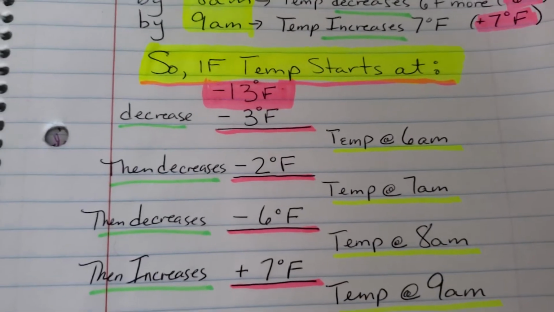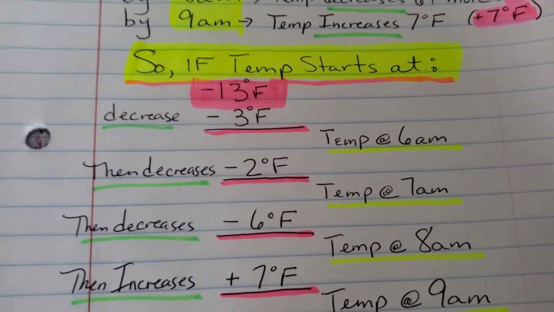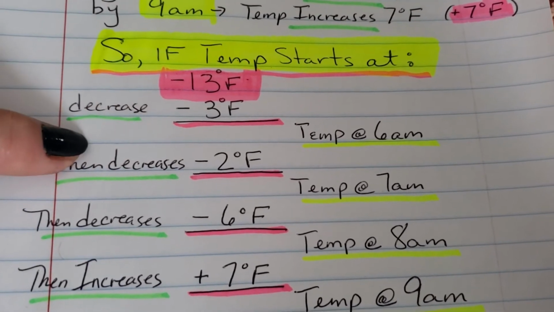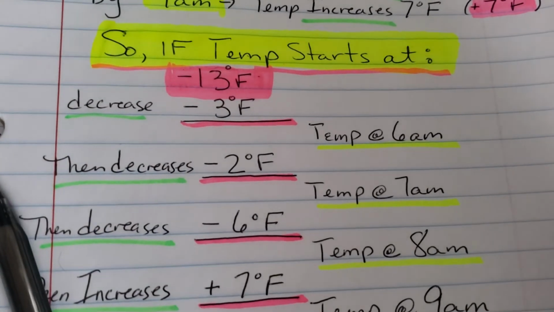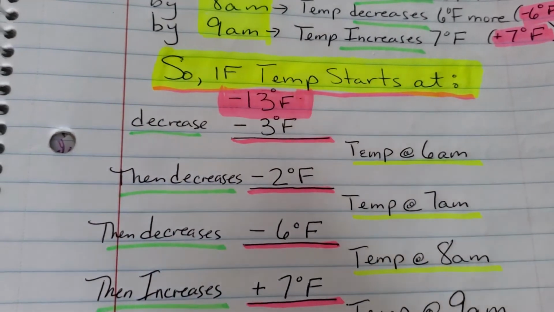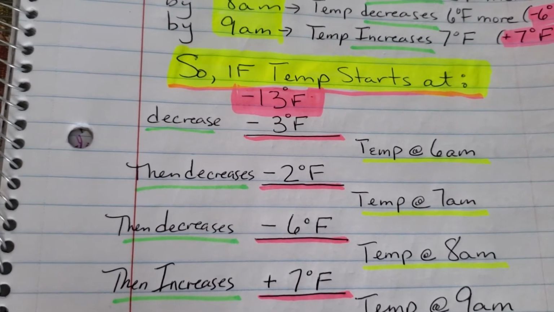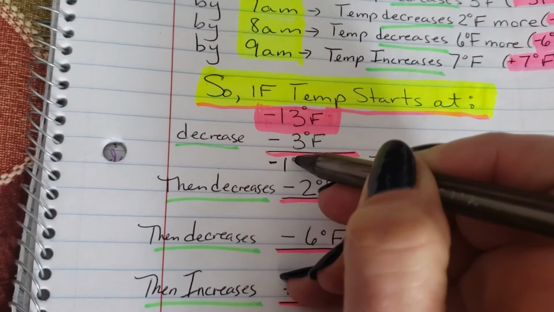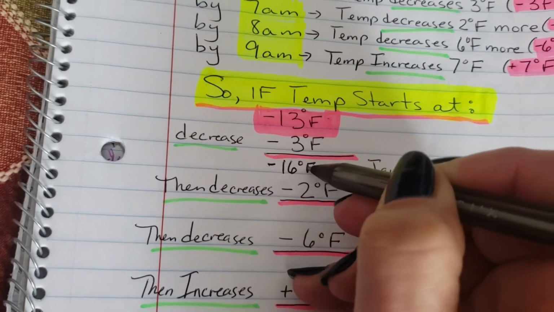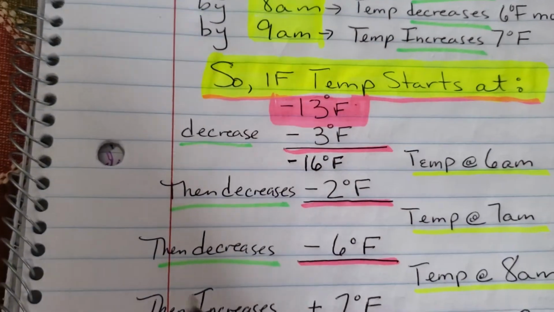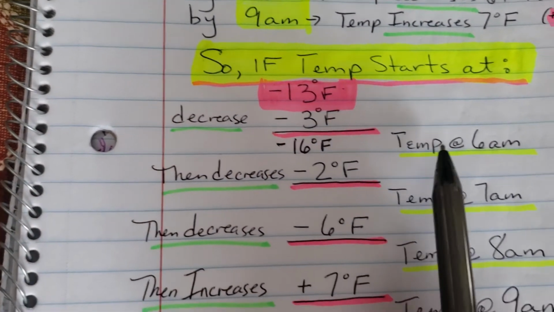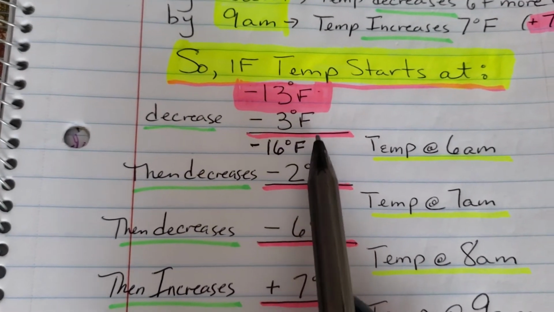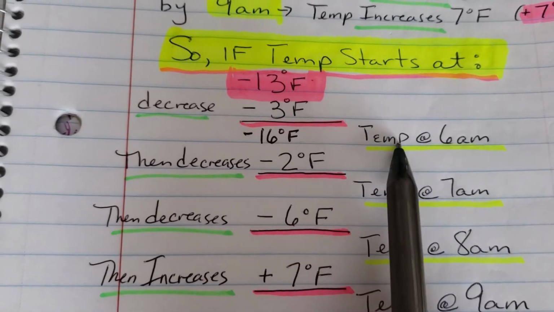All right. So I reiterated all the information right here. So if the temperature at 5 a.m. is reading negative 13 degrees Fahrenheit, then we have a decrease of 3 degrees. Of course that's like subtracting 3 degrees, or when it comes to integers, it's like combining the two negatives. So if it's negative 13, it drops another 3 degrees. Now we will be at negative 16 degrees Fahrenheit. And by the way, that is now the temperature at 6 a.m. So if it decreased 3 degrees from 5 a.m. to 6 a.m., it is now negative 16 degrees Fahrenheit at 6 a.m.